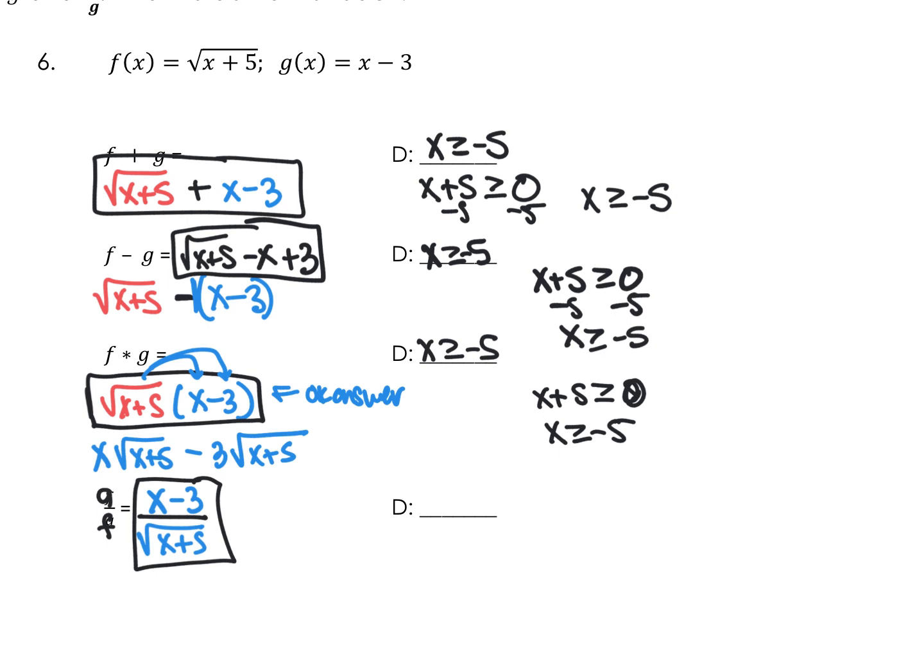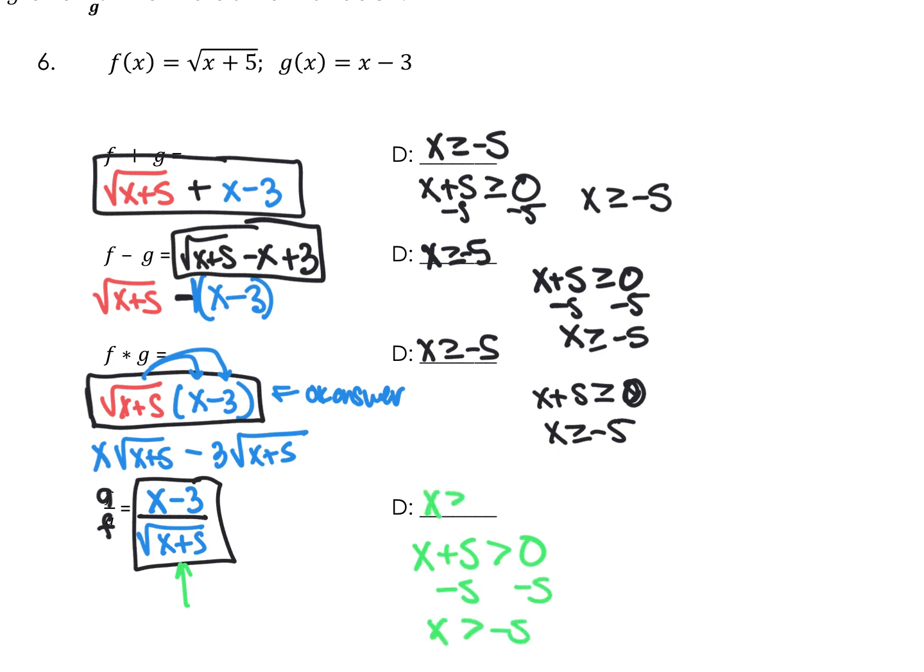Now for the domain, we need to look for square roots, denominators, or square roots in the denominator. And here we have a square root in the denominator. So we're going to take what's under the square root and set it greater than 0. Because we can't have a 0 in the denominator, so we don't want it to be equal to 0. But we also can't have negatives. So now we just do greater than 0. So we'll subtract 5. And this one will be x is greater than negative 5.